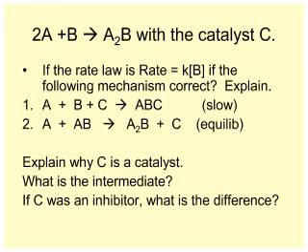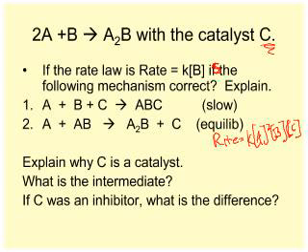2A plus B yields A2B with a catalyst of C. If the rate law is rate equals k[B], is the following reaction mechanism correct? Explain. If this step is slow, this would not be the correct one, and this one is an equilibrium. My rate law from these steps would be rate equals, and this gets ugly, k[A]^2[B][C]. And even though it's a catalyst, it can be in the rate law. Okay.